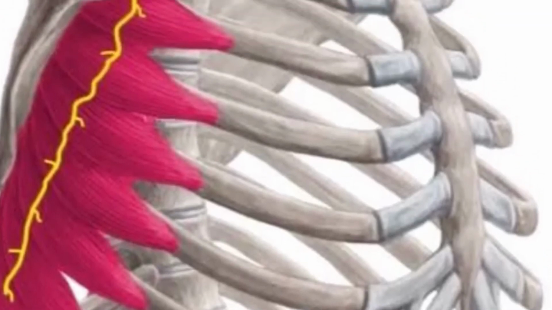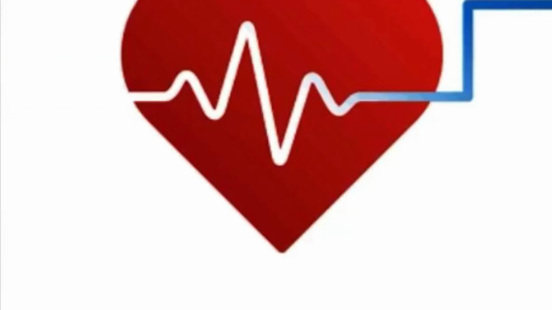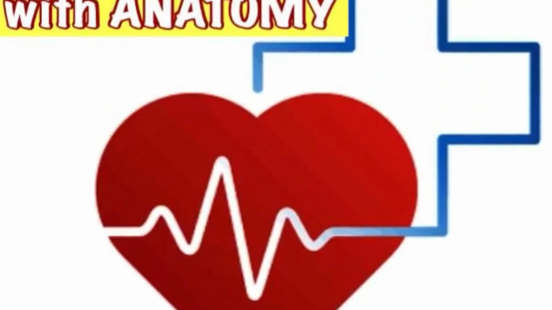So this serratus anterior 8 digitations inserted into the medial border of scapula. When the muscle gets paralyzed, you have a condition called winging of scapula. Medial border becomes prominent. That's it.